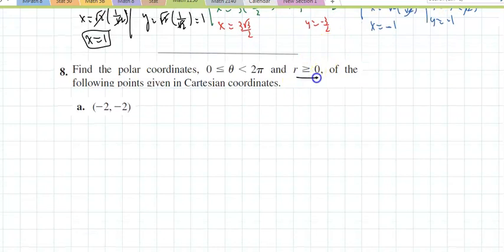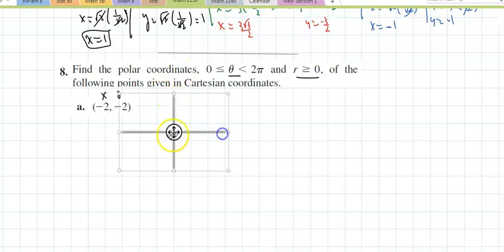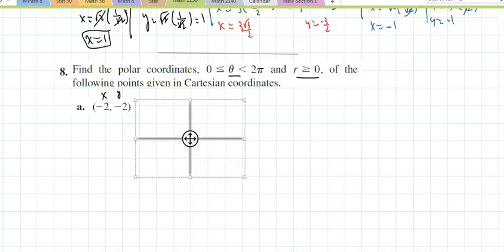It says let r be positive, theta be between 0 and 2 pi. Find the polar coordinates. This is x and y. The key is always for you to plot the point. Even if they didn't ask for it, that will be very wise to do. So negative 2, negative 2, I'm right there. So if I run a line straight from the x-axis, I'm trying to figure out what is this angle and what is this r.